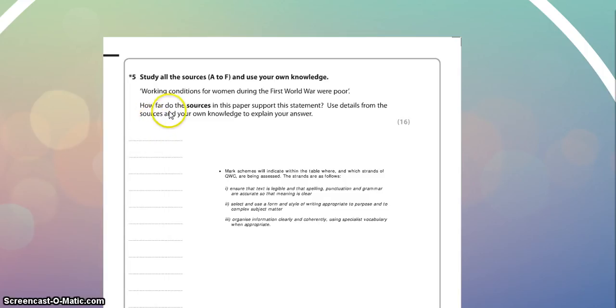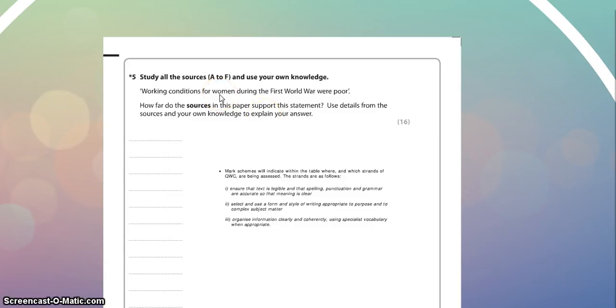Then the question, so you're answering that: how far do the sources in this paper support this statement? How far? Significantly or not significantly? Do they really support that statement or not? Do some support it and others don't, etc.? But you've got to use the sources to see if that's true or not. Use details from the sources and your own knowledge again to explain your answer.